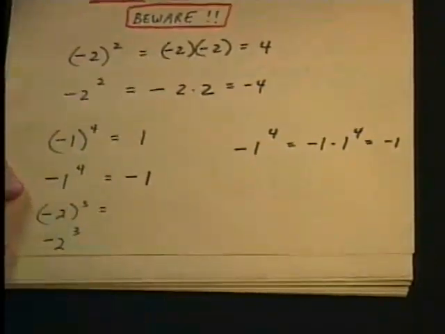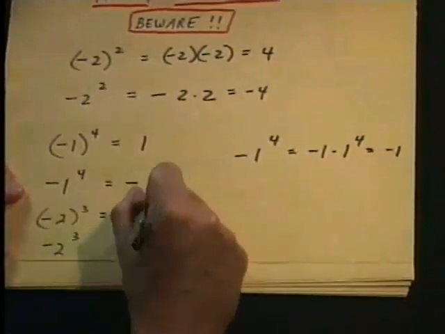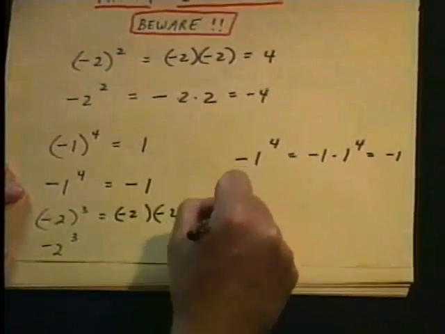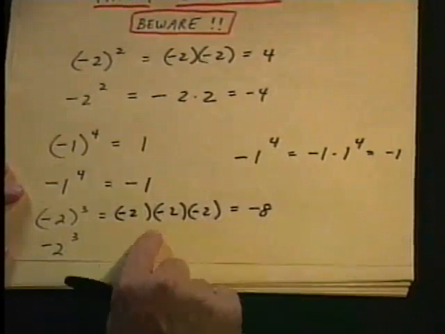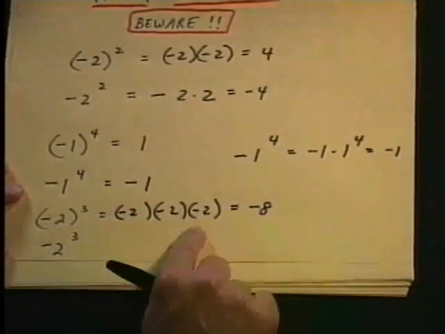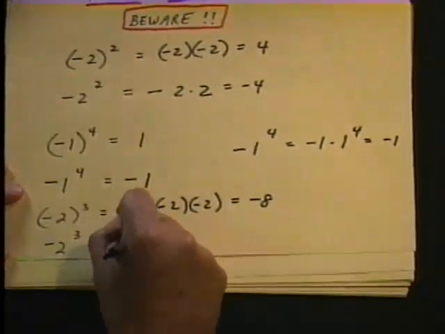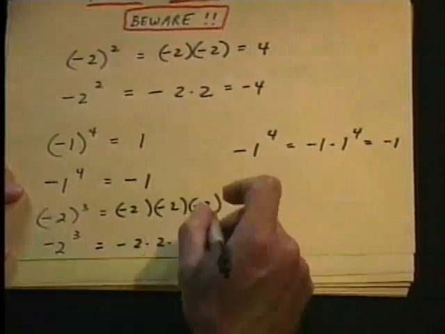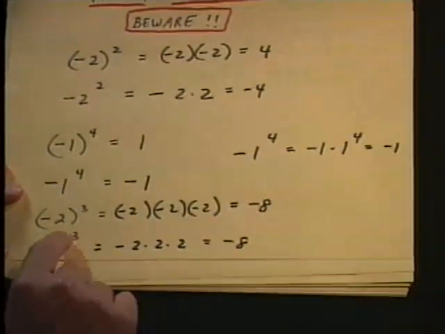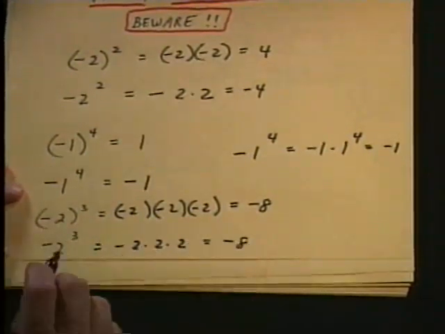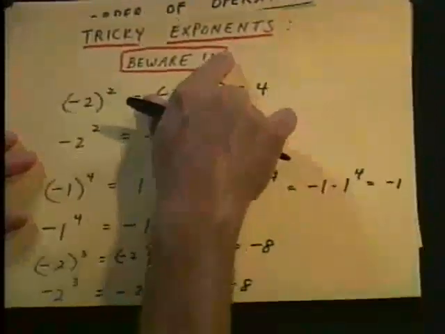And now on the bottom, notice when the power is odd, it doesn't matter. So with negative 2 to the 3rd power, we have negative 2 times negative 2 times negative 2, which gives us a negative 8. There's the old even-odd sign rule. When there's an odd number of negative signs and you're multiplying, you get a negative answer. Whereas here, we have negative 2 multiplied together 3 times, so we still end up with negative 8 there. So in this case, with an odd power, it really didn't affect the way the answer came out, whereas the even-powered examples are the ones where I label them tricky exponents, beware.